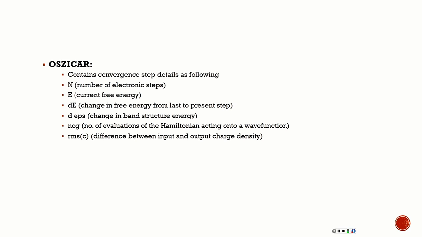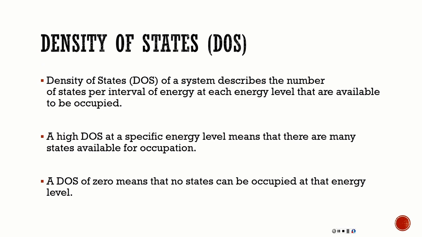So these are common output files that we will need for our VASP output analysis. Now I'm going to talk a little bit about the density of state, and the first one is the very typical and common definition of density of state.